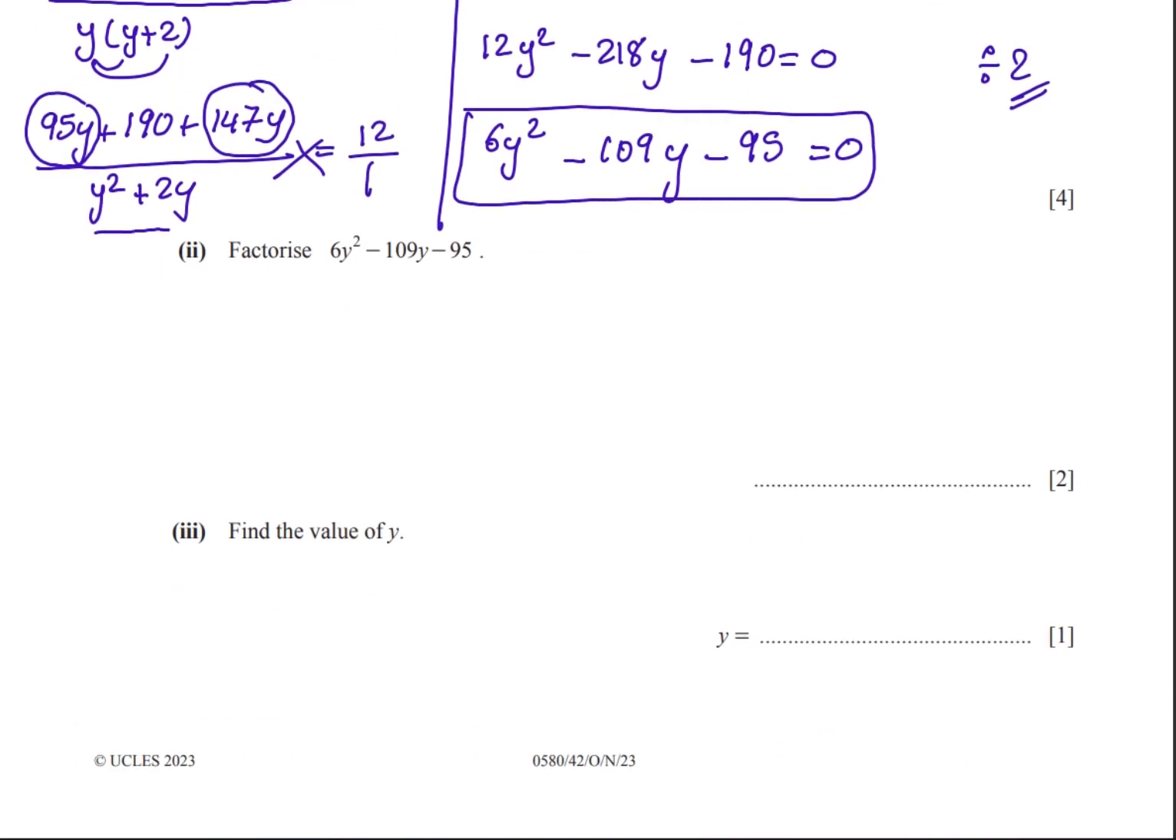Okay, factorize 6y squared minus 109y minus 95. So I have to get the two numbers. Easily, I will do it with the calculator if it is only factorizing, not using the formula. If it is using the formula, I should use the formula. Okay, how to use it in the calculator also. And if you have another calculator, just post me in the comments the type of your calculator and I will tell you how.